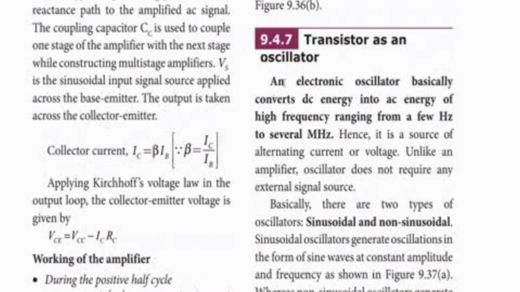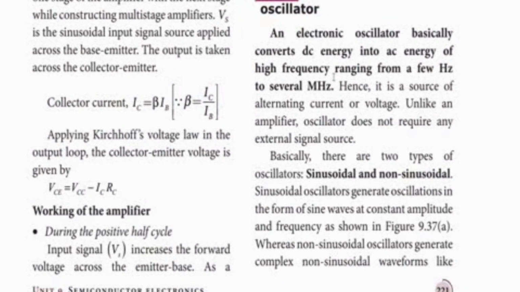The next thing is transistor as an oscillator. Oscillator means it converts direct current, or direct energy, into alternate current or alternate energy. So direct current is converted into alternate current, and for that they use the oscillator. So an oscillator basically converts DC energy into AC energy of high frequency waves, from a few hertz up to megahertz.